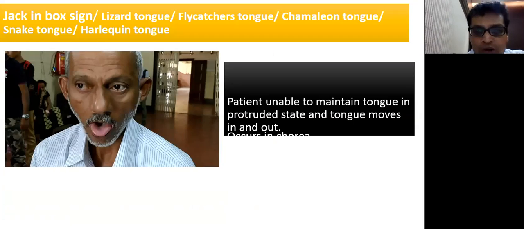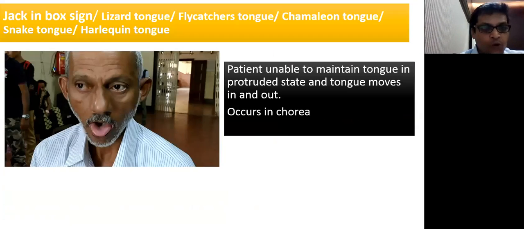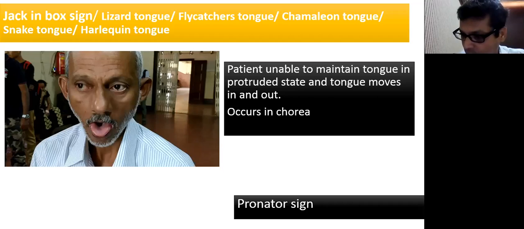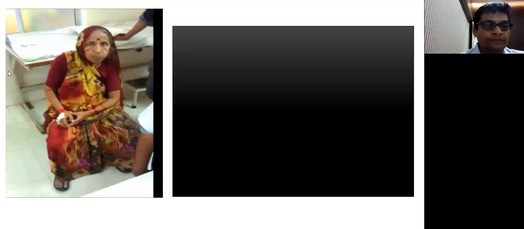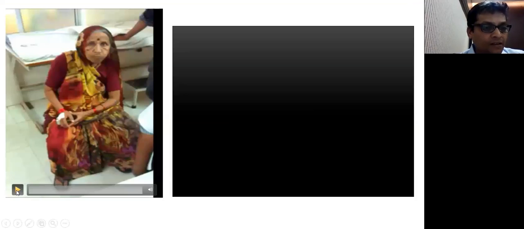So again, because of motor impersistence, if the tongue is protruded, the patient takes the tongue in and out. There is one more sign described in chorea, the pronator sign. Please see the tongue movement. How are these tongue movements in this patient?